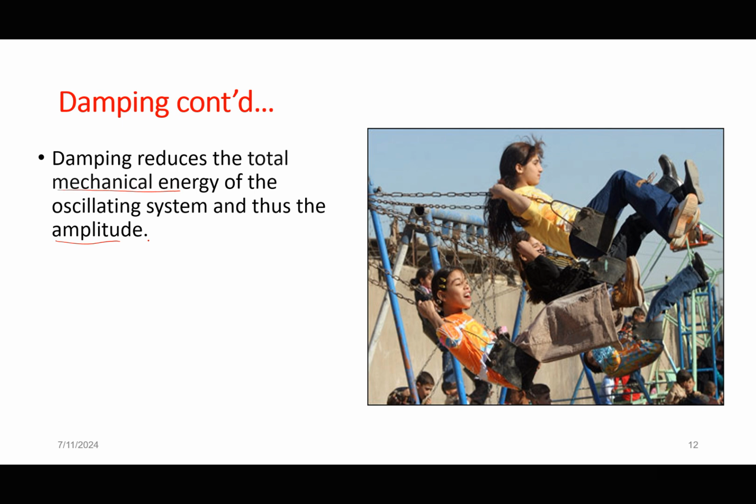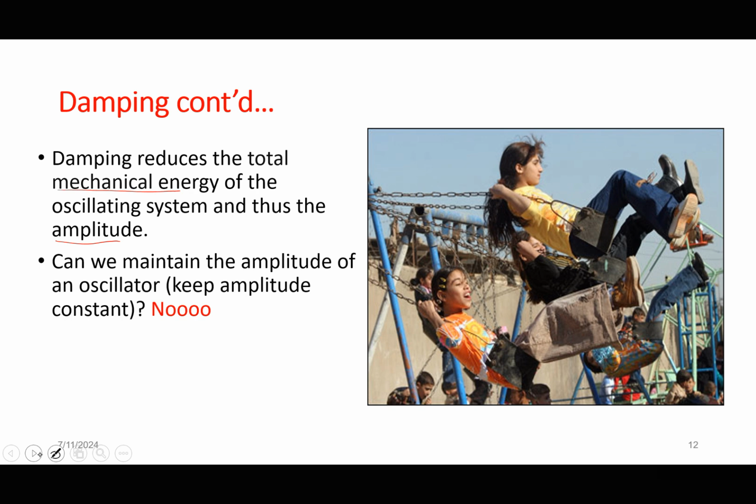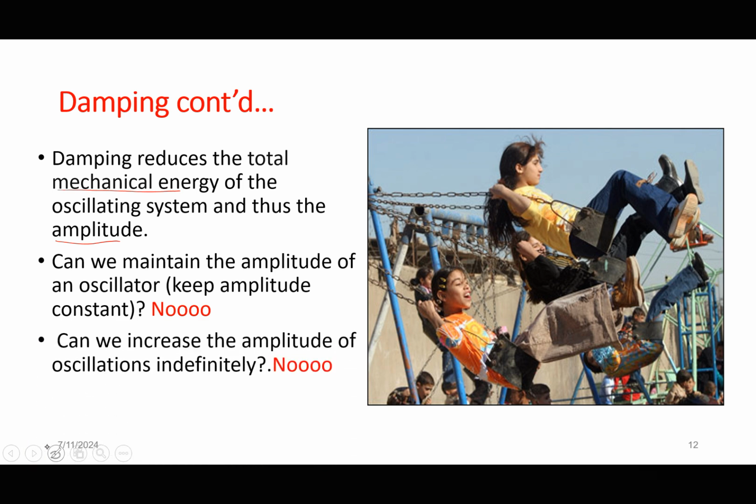Now you may be asking yourself, can we maintain the amplitude of an oscillator? Of course not. We cannot really keep the amplitude constant. So what we were mentioning in simple harmonic motion were just approximations. We cannot keep the amplitude of an oscillator constant. We can't maintain it. But then, can we increase the amplitude of oscillations indefinitely? Indefinitely means forever. Of course, still no. We cannot increase the amplitude of oscillations indefinitely.